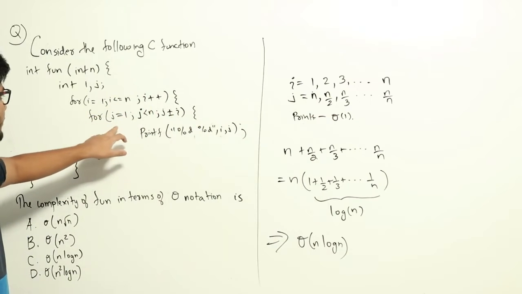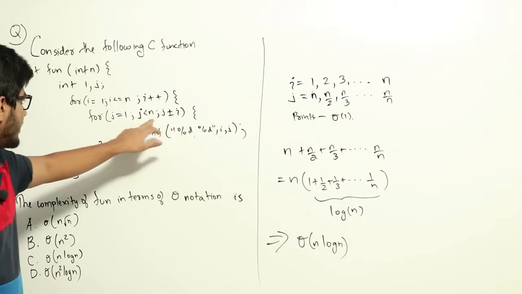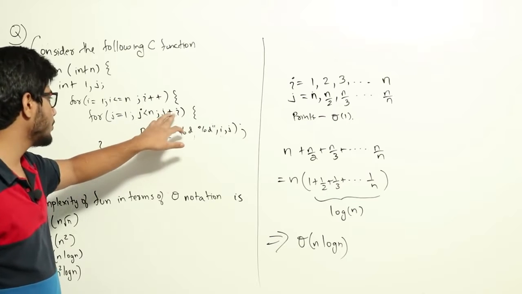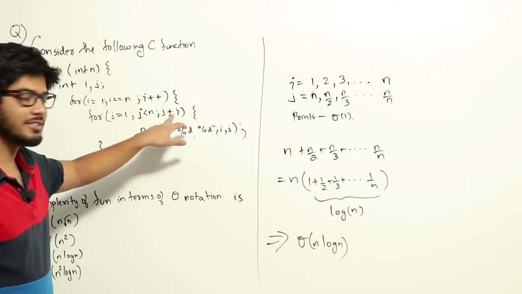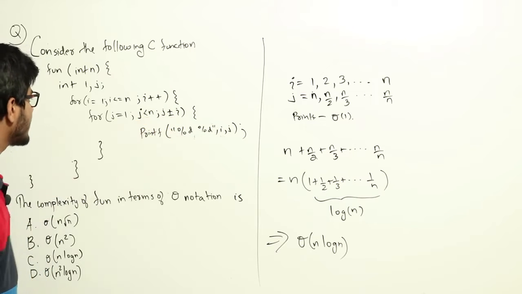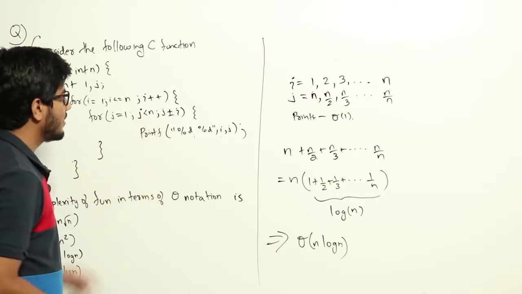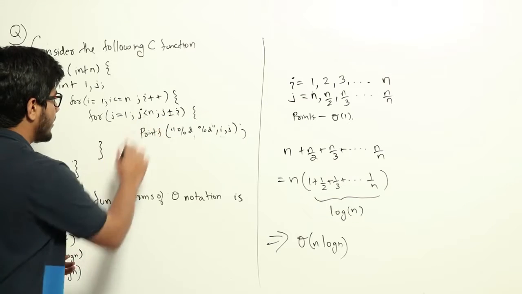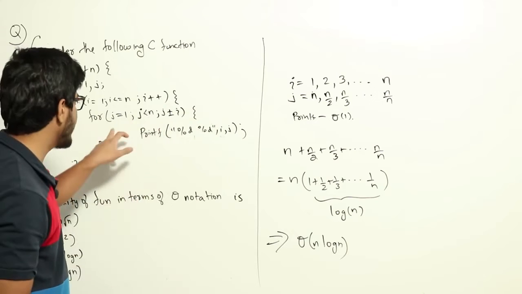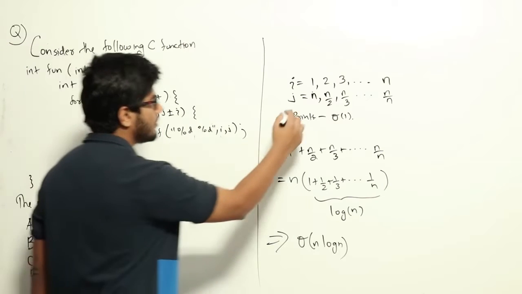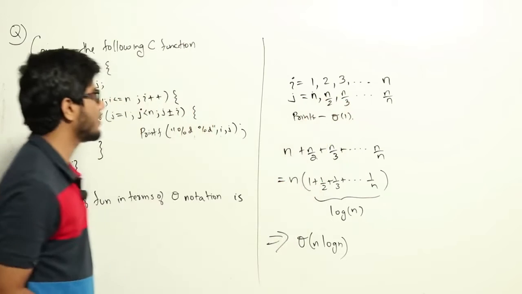When i is 2, let us see what happens. j will be 1, then j will be j plus 2. Since i is 2, j will become 3, then j will become 5, up to j becomes n. So j increases in 2s up to n, which means that j can have n by 2 different values here.